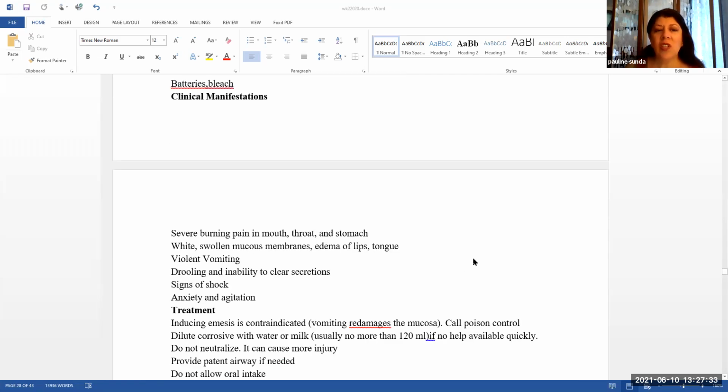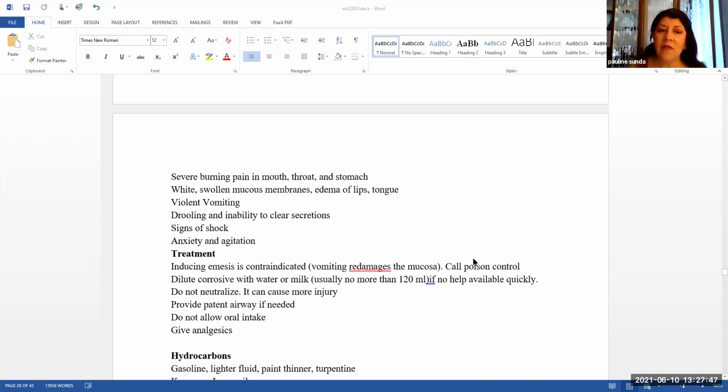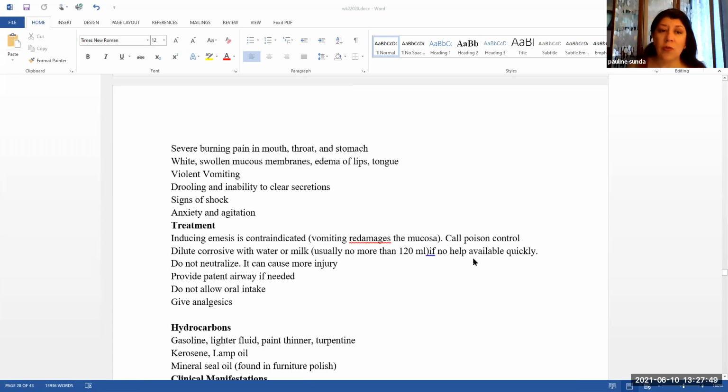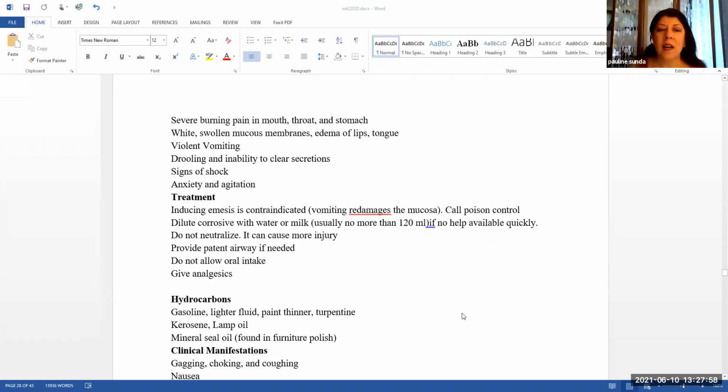Clinical manifestations include severe burning pain in the mouth, throat, or stomach. Then you're going to notice that the mucous membranes are sort of white and swollen, and you could also see edema of the lips and tongue. They may have violent vomiting, but we absolutely do not induce vomiting. They may have drooling and inability to clear secretions, signs of shock, anxiety, and agitation. As I mentioned, inducing emesis is contraindicated because the vomiting will re-damage the mucosa.